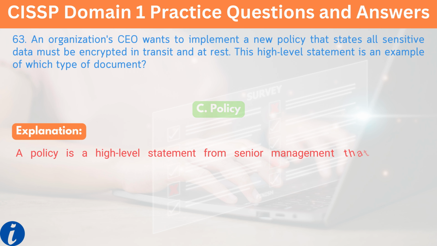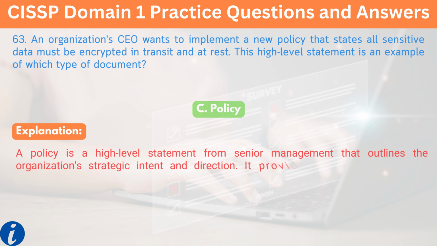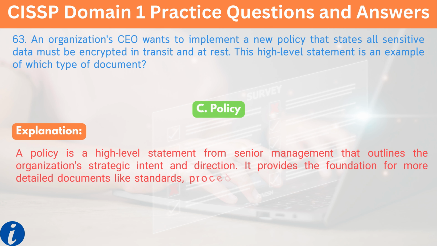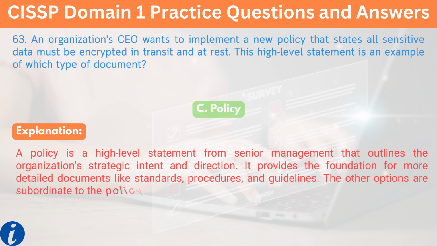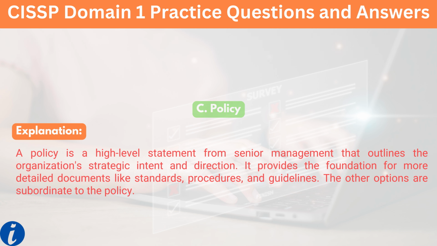Policy. Explanation. A policy is a high-level statement from senior management that outlines the organization's strategic intent and direction. It provides the foundation for more detailed documents like standards, procedures, and guidelines. The other options are subordinate to the policy.